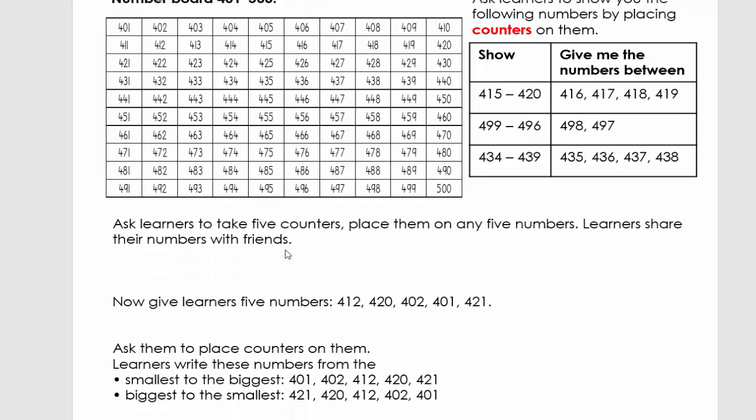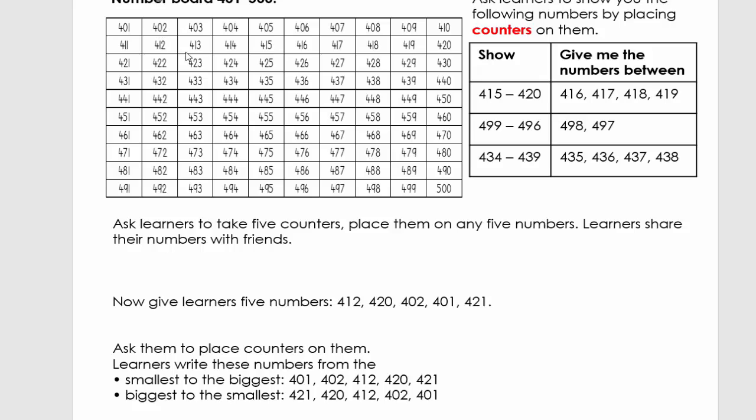Then we're going to give the learners 5 numbers. We're going to place counters on them or little stones. And then we're going to, without seeing them, write them from the smallest to the biggest and then the biggest to the smallest. Remember, what we try to do is we want them to see that 401 and 402 will be here on the number board.